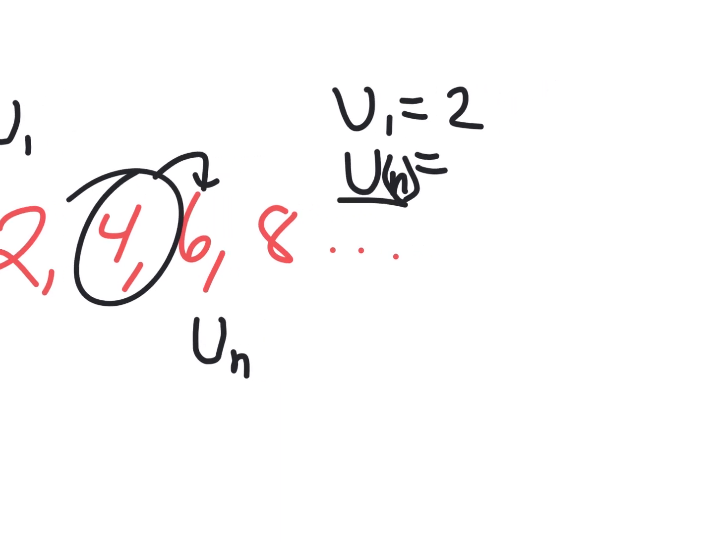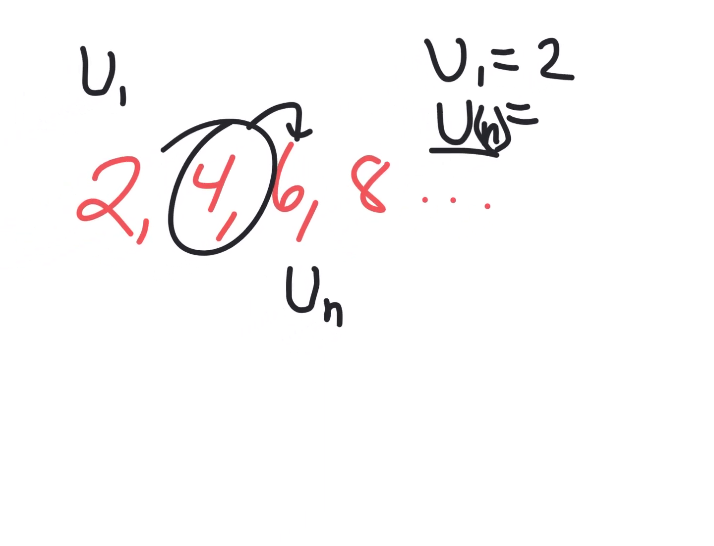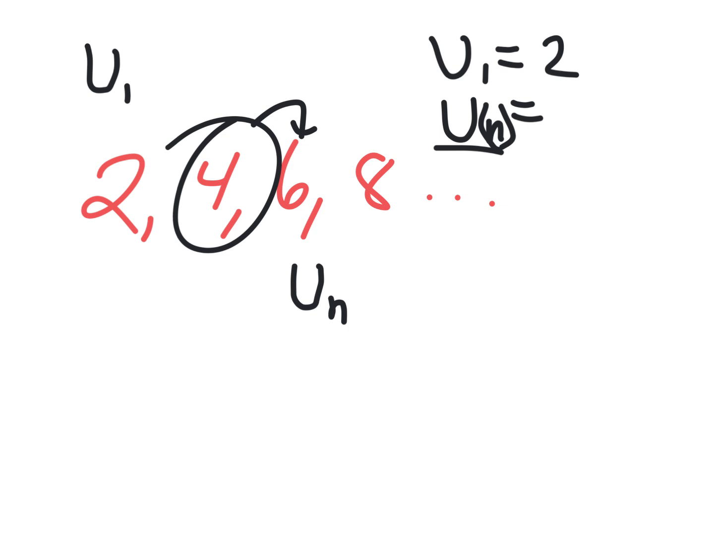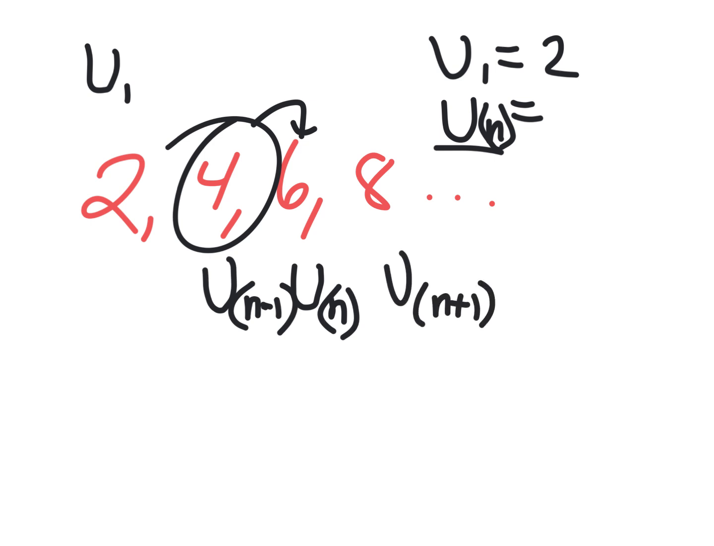U sub n is given by, what's the term in front of u sub n? It's u sub n minus 1. What's the term after it? It's u sub n plus 1. And I'm saying sub as in subscript, because you're supposed to write these as little subscript numbers.